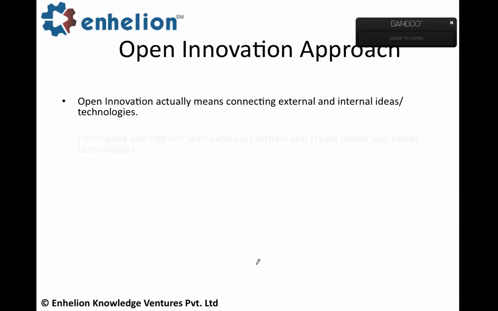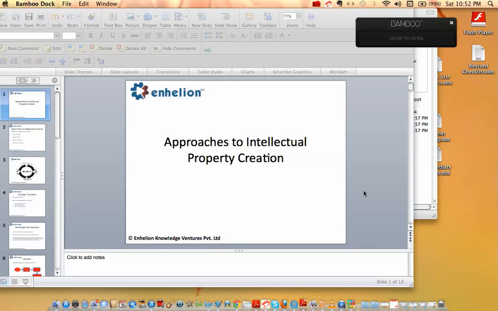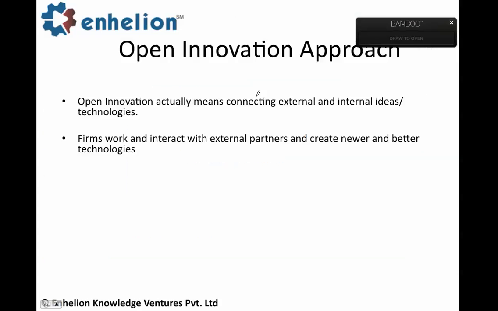This approach is also known as a commons-based peer production approach.